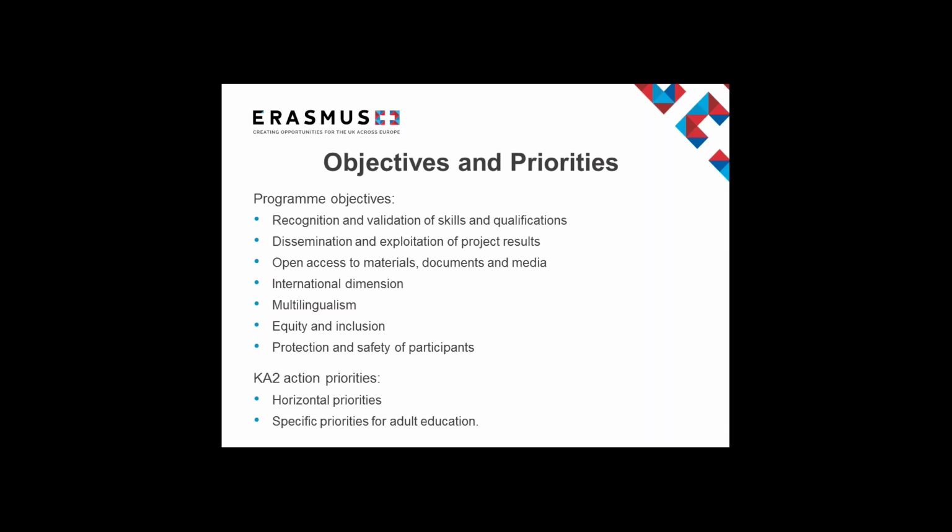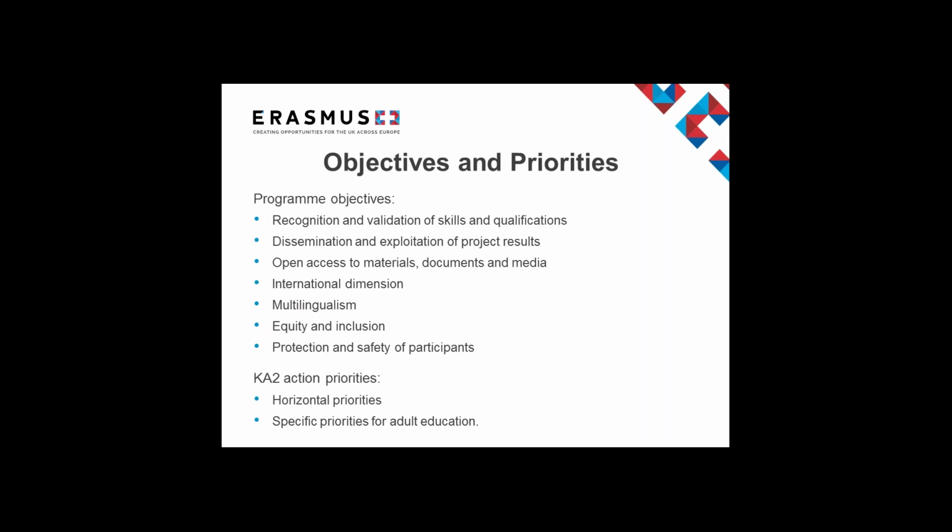In addition to these features, in order to be funded, a strategic partnership must address either at least one horizontal priority for strategic partnerships, an overview of which can be found on pages 107 to 108 in the programme guide, or at least one specific priority relevant to the field of adult education, an overview of which can be found on page 109 of the programme guide.